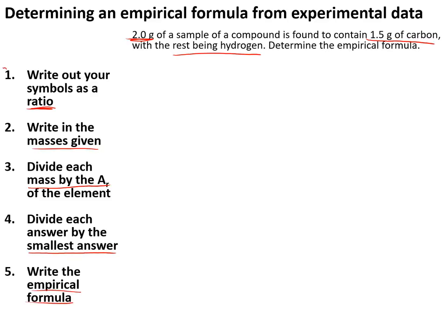So let's start by writing out the symbols as a ratio. In this case, we're talking about carbon and hydrogen, so the symbols are C for carbon and H for hydrogen. We put a dot in the middle to remind us it's a ratio. Then write in the masses that we are given. So step 2 now. Carbon's easy. It tells us it's 1.5 grams. But for hydrogen, it's a little more complicated because it doesn't tell us the number. It just says the rest of it is hydrogen. So if 2 grams was the whole sample and 1.5 grams is carbon, the hydrogen is going to be 2.0 minus 1.5, which equals 0.5. Sometimes the questions will give you both the masses straight up, and sometimes you will have to work one out. We've gone for a more difficult one here, just so you can see how that would work.